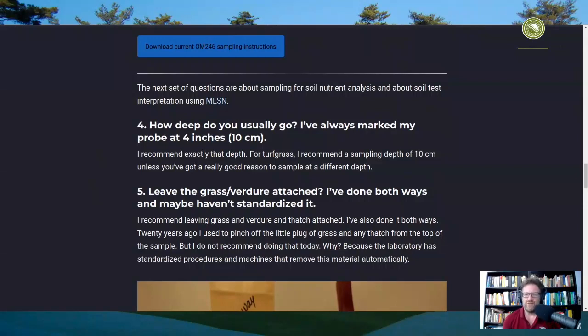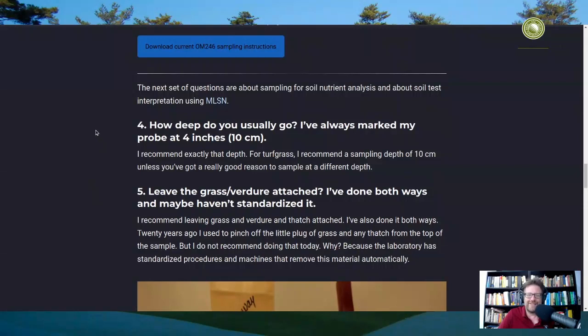I know in New Zealand, for example, a lot of the recommendations are for sampling at a 7.5 centimeter depth or something similar. So if you're sampling in New Zealand and you know that you're sending to a lab in New Zealand, and you know that your recommendations are going to be based on the samples being taken at a 7.5 centimeter depth, then that is what I would call a really good reason to sample at a depth that's different from 10 centimeters.